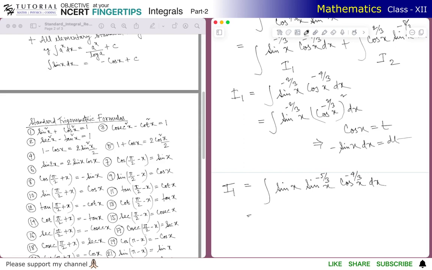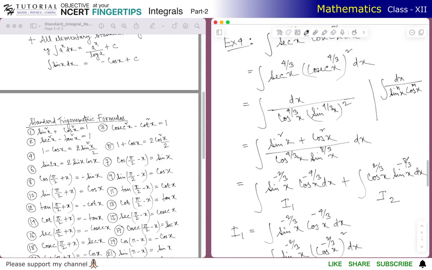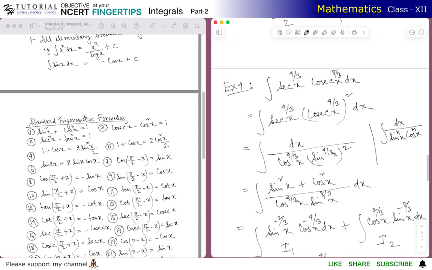Now we can do the substitution and we get sin x dx. We can replace sin x dx with minus dt, and no, it's becoming very complicated. Cos x becomes t to the power minus 4 by 3 and sin x to the power minus 5 by 3. No, I think it's getting unnecessarily complicated. We have to simplify it in a more smarter way.